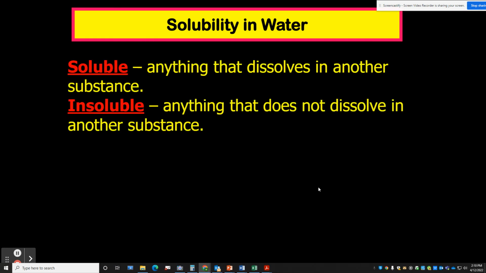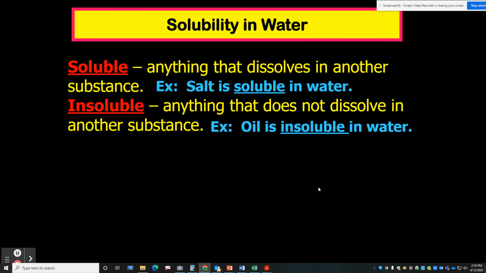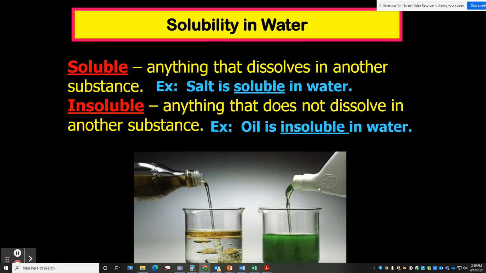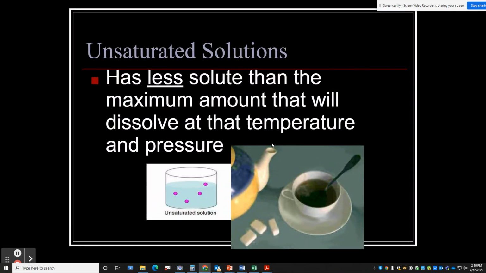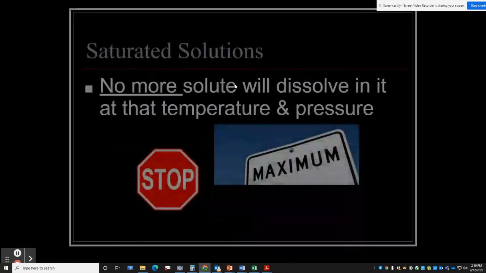So soluble, anything that dissolves in another substance. Salt dissolves in water. Insoluble, something that does not dissolve in another substance. Oil is insoluble in water. Okay. Now your next one, unsaturated, on here it says has less solute than the maximum amount that will dissolve at that temperature and pressure. In your notes, it says more solute can be dissolved in the solvent. That is the note that you need to take, where it says unsaturated. So it's less than the maximum amount.